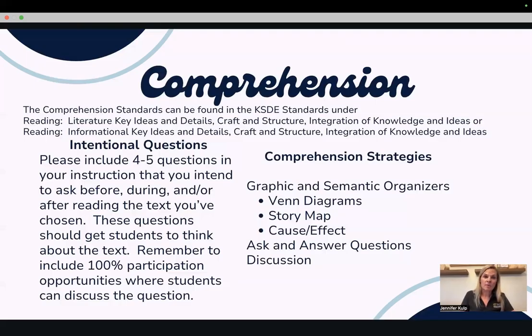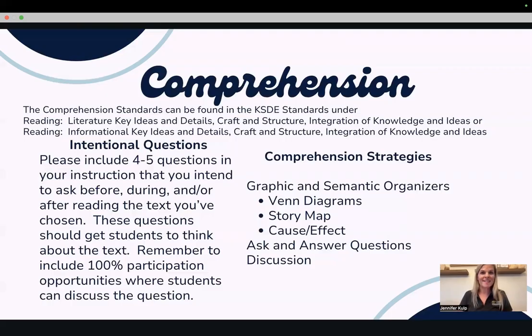Now, throughout this comprehension component, we really want you to be thinking about the questioning that you will be asking students. Quality questions make a huge difference in eliciting good conversation and helping your readers to think deeper about the text and to understand it better. So please include 4 to 5 questions in your instruction that you intend to ask before, during, and or after you read the text. You can include them throughout because you'll be reading the text in this comprehension component.